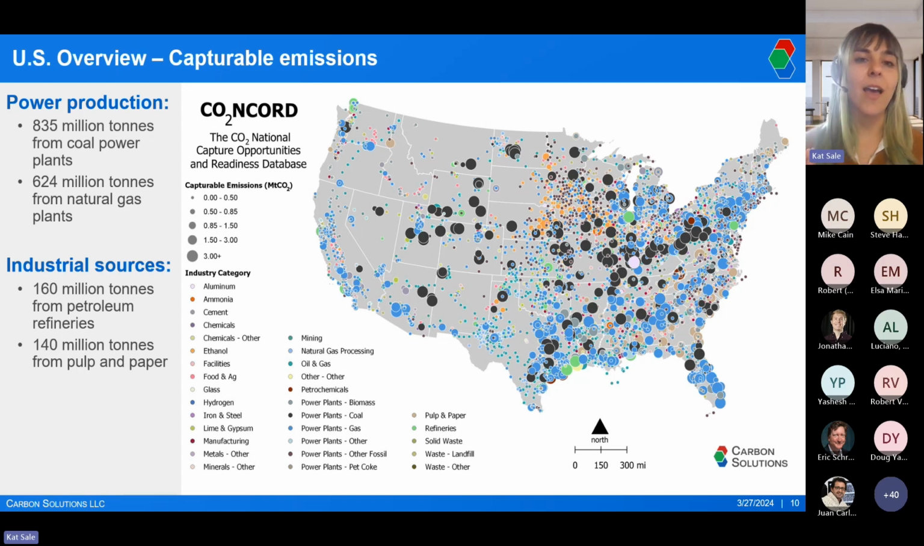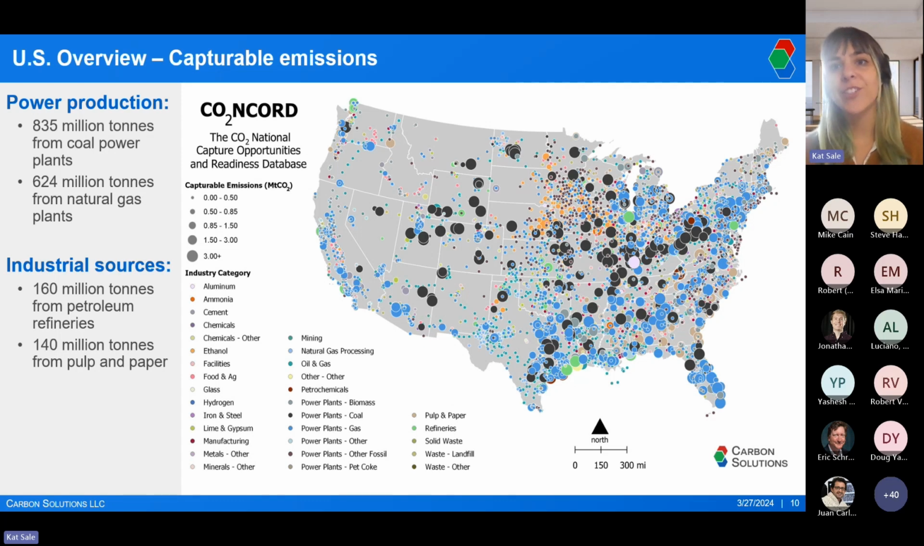Specifically, they have a lot of capturable emissions from power production. In fact, coal power plants have the highest quantity of capturable emissions across the US at 835 million tons of CO2. Natural gas plants follow it at 624 million tons of CO2.